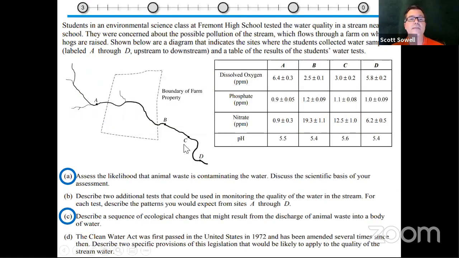So I'm going to give you about 3 minutes to answer two parts of this question. So on a separate sheet of paper, again, let's answer this question. I'll read the first part and then shut up for a few minutes and let you work. So it says, students in an environmental science class at Fremont High School tested the water quality in a stream near their school. They were concerned about the possible pollution of the stream, which flows through a farm on which hogs are raised. Shown below are a diagram that indicates the sites where the students collected water samples, labeled A through D, upstream to downstream, and a table of the results of the students' water tests. So I'm going to be quiet and give you 3 minutes to answer just A and C.